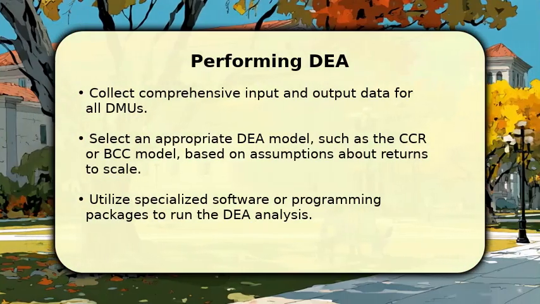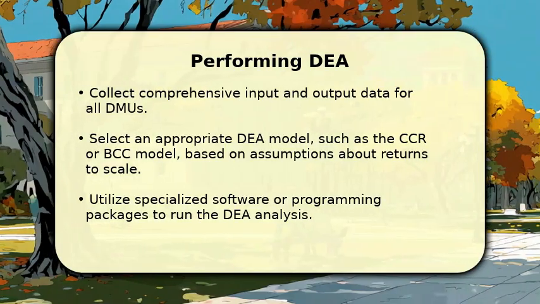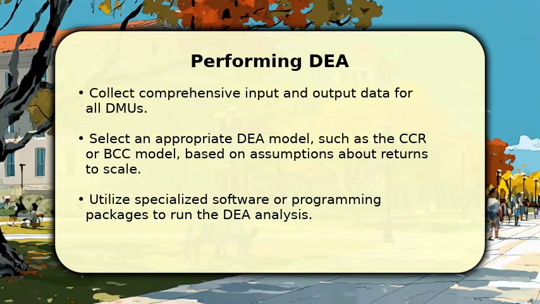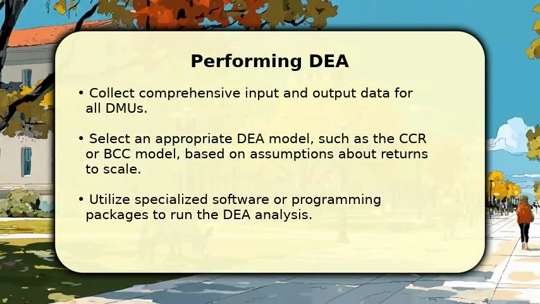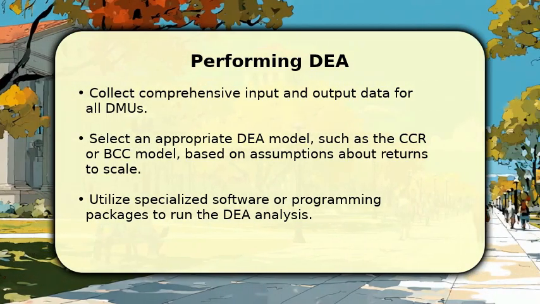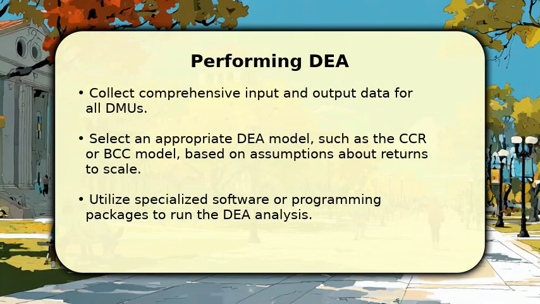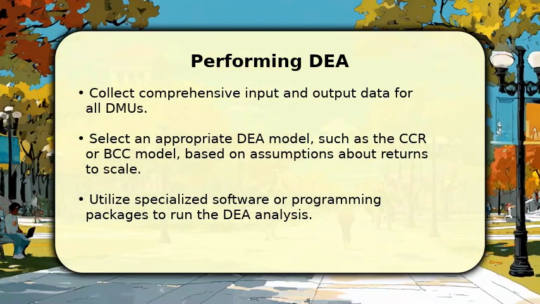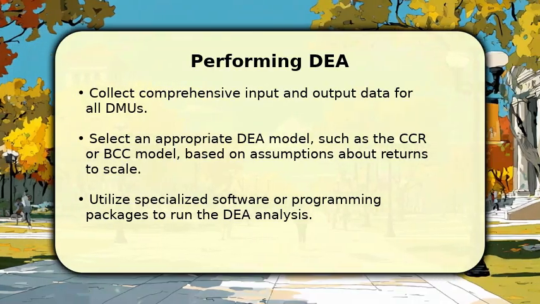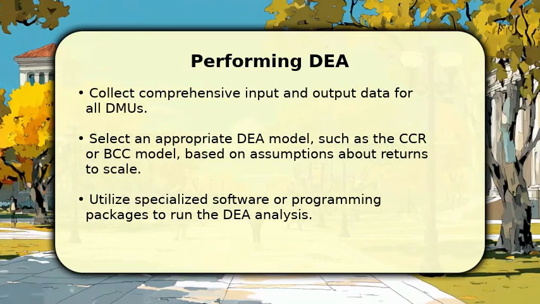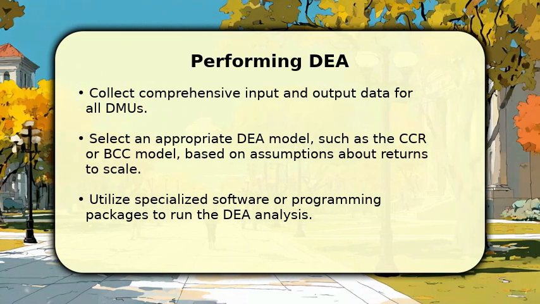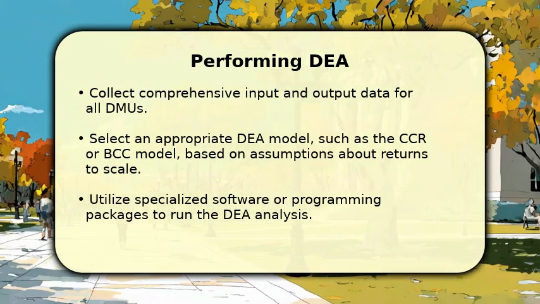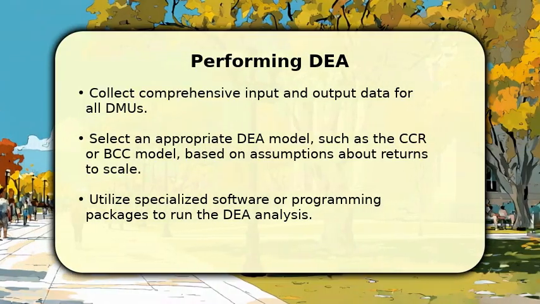Performing DEA involves several key steps. First, carefully collect your input and output data for all DMUs. Second, select an appropriate DEA model, such as the CCR or BCC model, depending on your assumptions about returns to scale. Third, utilize specialized software, like DEA Solver or R packages, to run the analysis. Finally, interpret the results to identify efficient and inefficient units and potential areas for improvement.